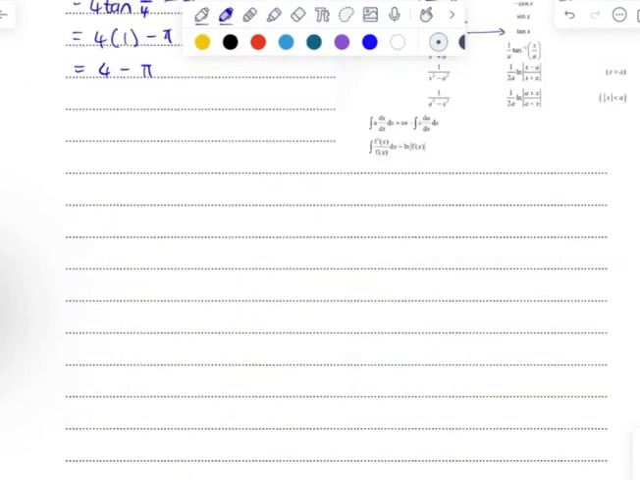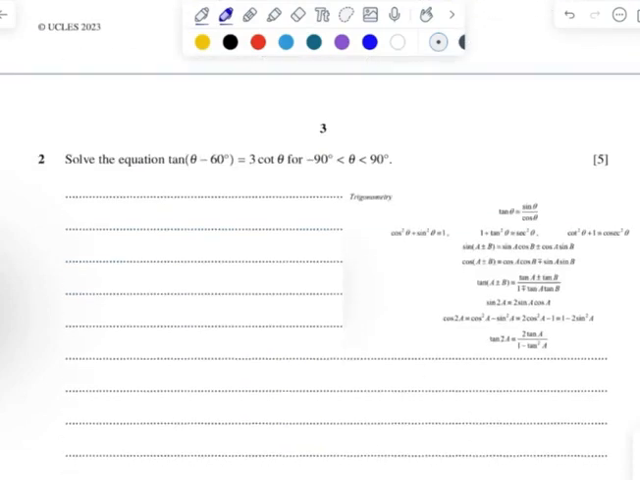Right, jumping right into our next question, solve the equation. So here we have trig again.